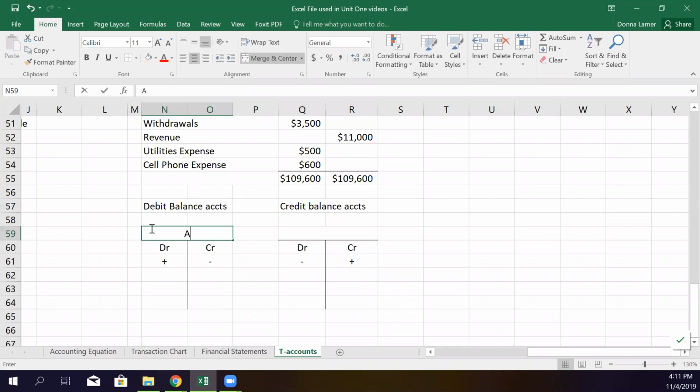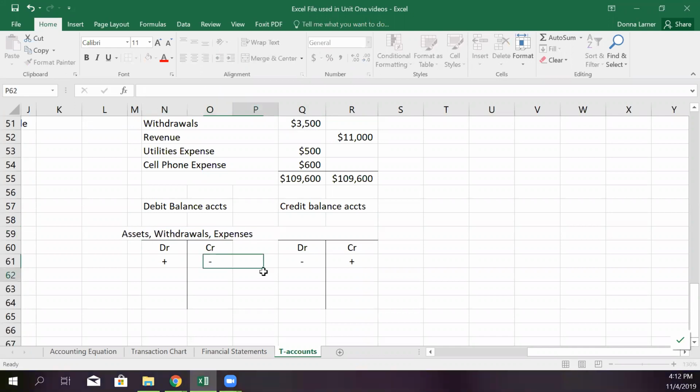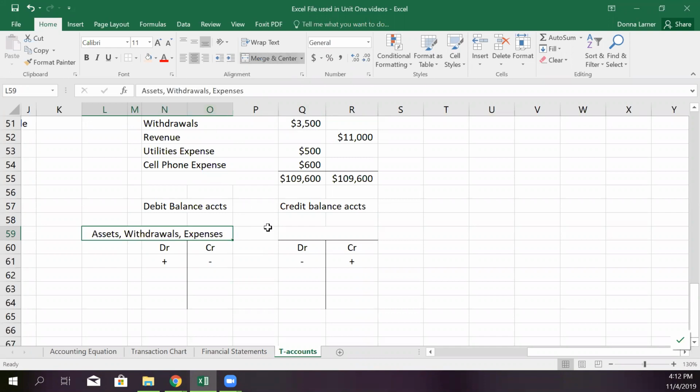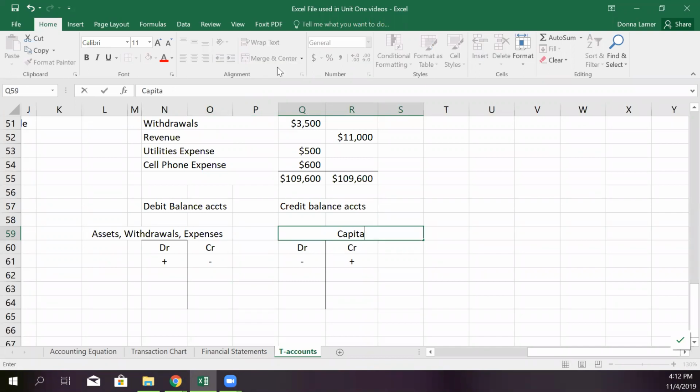And which ones are they? The assets, withdrawals, and the expenses. Those are the ones that fit in this category. Let's have it stretch over a little bit. And these guys, you're going to need a little extra room there too, are going to be the capital, liabilities, and the revenue accounts.